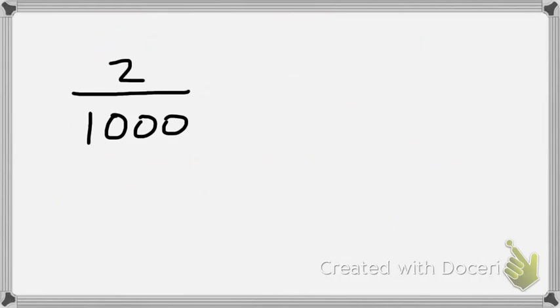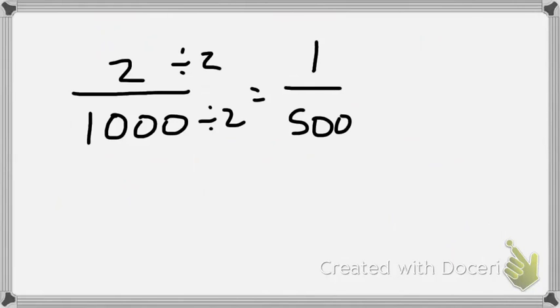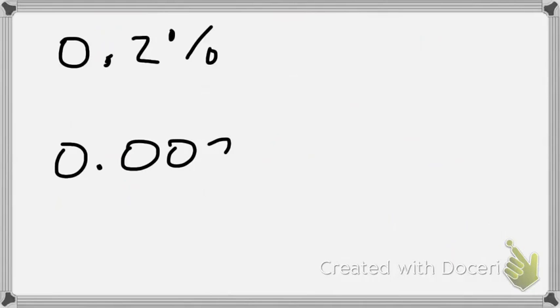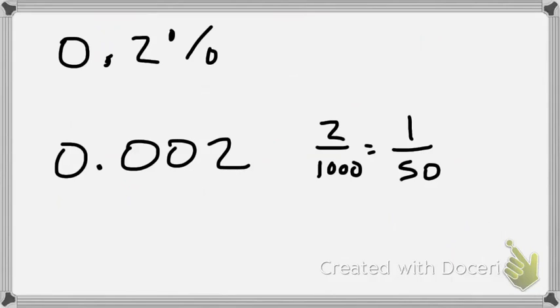And actually we don't need the zeros because we know it's going to be 2 thousandths. We're going to reduce this by 2 and get 1 500ths. So 0.2% as a decimal would be 0.002, and as a fraction would be 2 over 1,000. When reduced would be 1 over 500. And that's how you would do it with all the numbers that are less than 1.